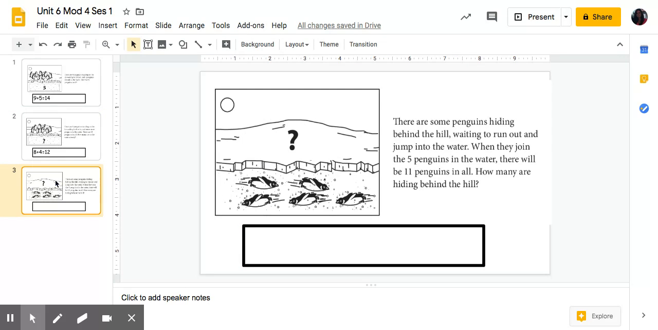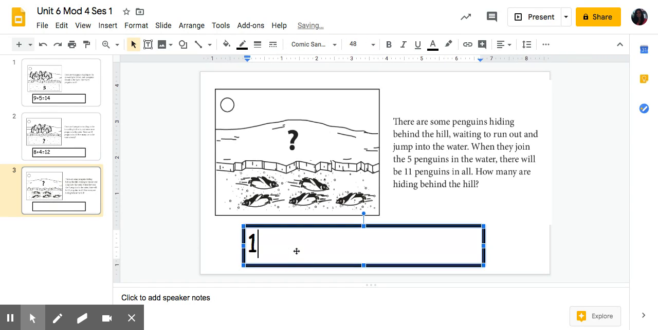All right, this one says, there are some penguins hiding behind the hill, waiting to run out and jump into the water. When they join the 5 penguins in the water, there will be 11 penguins in all. How many are hiding behind the hill? Well, it says there will be 11 in all, so I know 11 is going to be my total. So I can write 11 here.